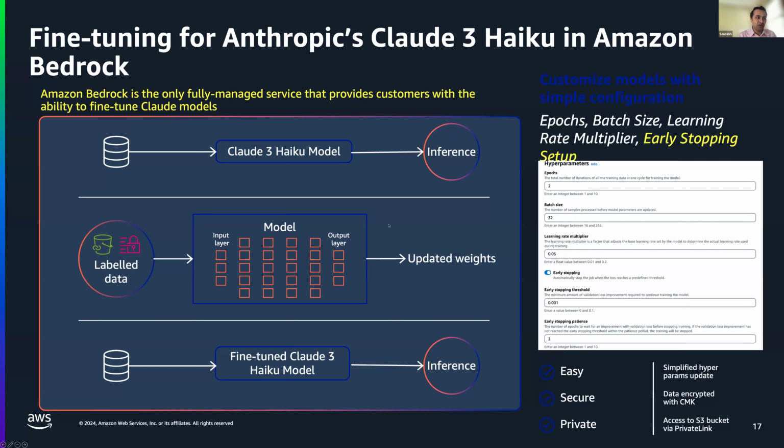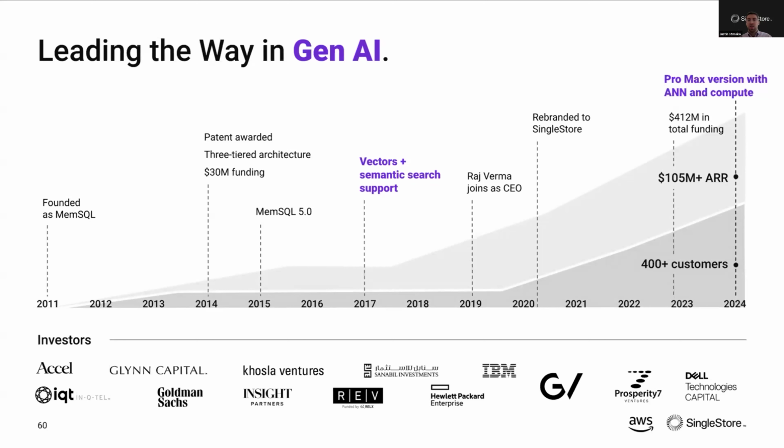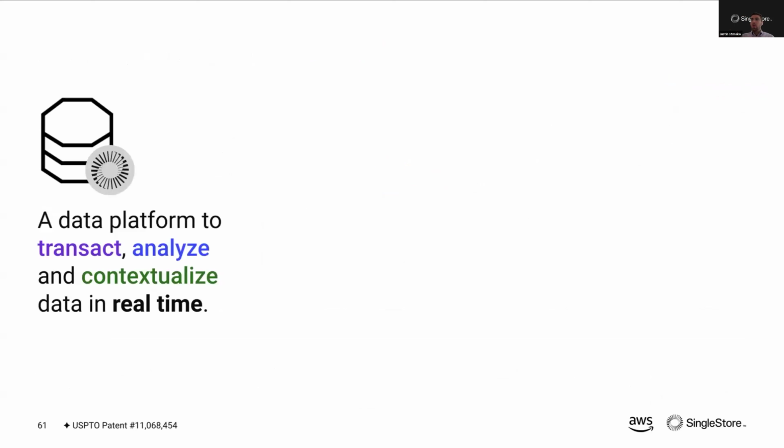Since that time, and you see this right here, SingleStore has actually grown quite a lot, right? And so most of our customers are actually large Fortune 500 companies. And you see that right here, 400 plus customers, right? 100 million 5 ARR. Now, here's the big thing, and if you take nothing else from my presentation, this is it. SingleStore is a platform to transact, analyze, and most importantly, contextualize, not in days and hours or even minutes, but in seconds and milliseconds.